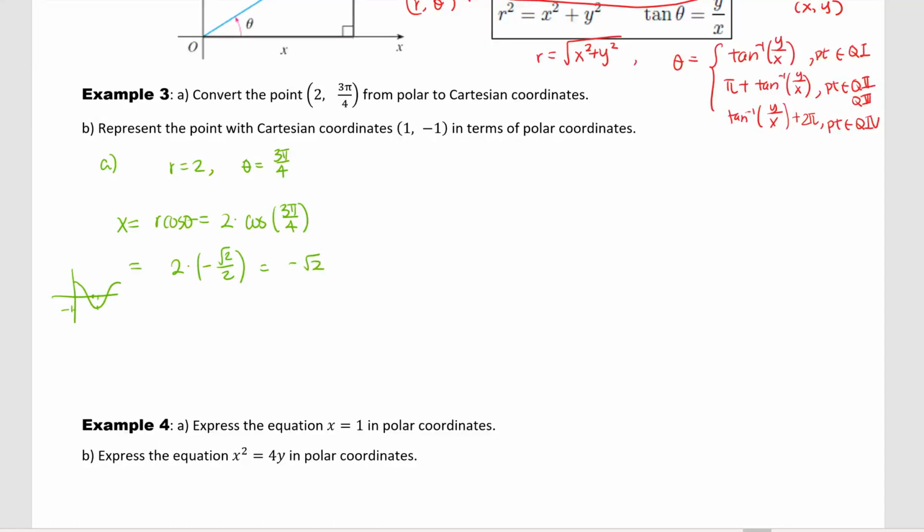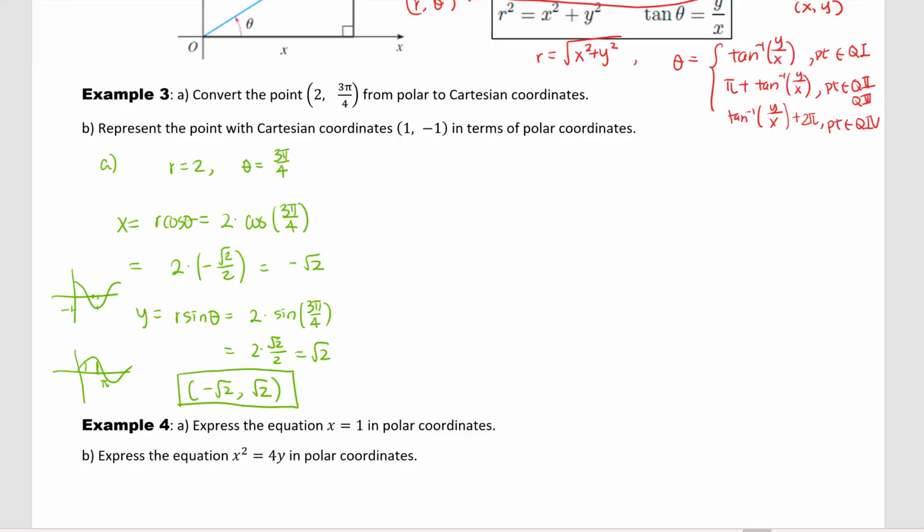How about the y? Well, y is r sine theta, and sine of 3 pi over 4. What is the picture for sine? So 3 pi over 4 here. It's actually the same as sine of pi over 4, which is root 2 over 2. So the answer is root 2. So the Cartesian coordinates are negative root 2 and root 2. That is our answer for part A.